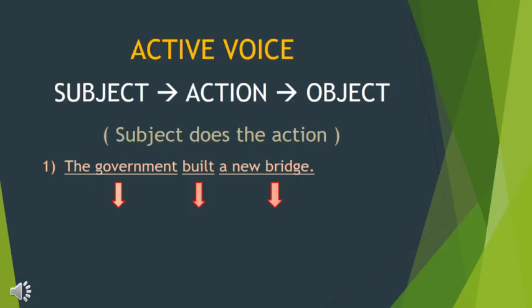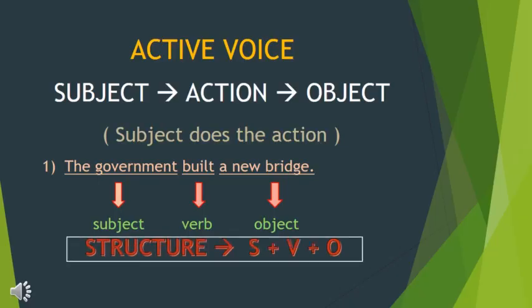In this sentence, what did the government build? A new bridge. So, a new bridge is an object. So, the structure for active voice is S plus V plus O. Subject plus verb plus object.